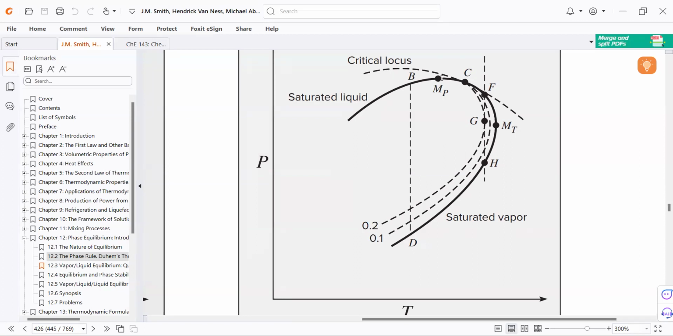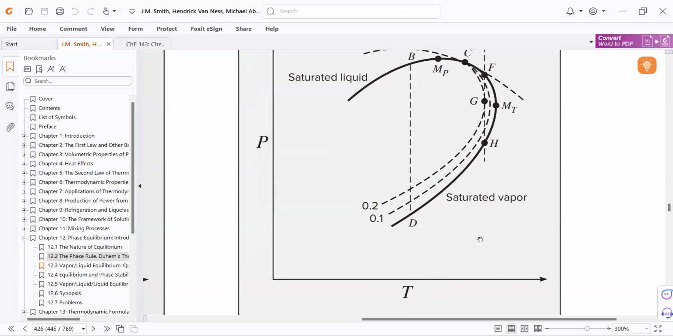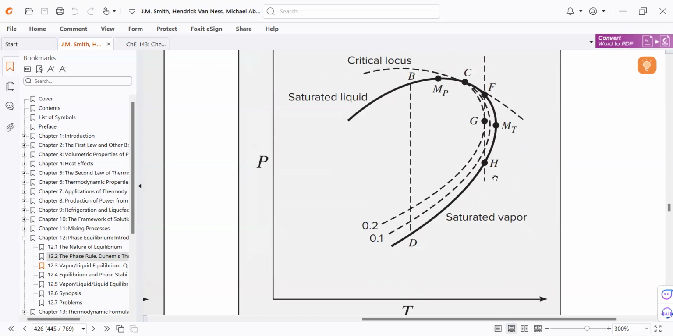The maximum pressure for this mixture is at MP, if we read the pressure at MP, that would be the maximum pressure, and the maximum temperature is at MT. If we read from the bottom, the x-axis, the temperature, this would give us the maximum temperature. And notice that the critical point is neither at the maximum pressure nor at the maximum temperature. So we're dealing with a mixture here.